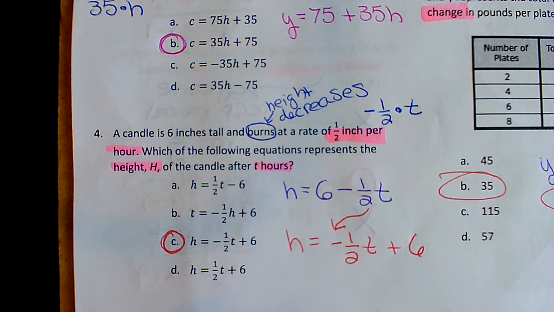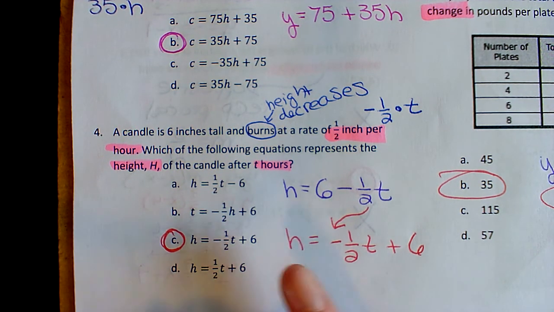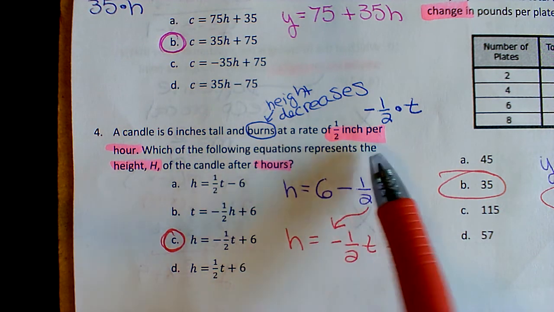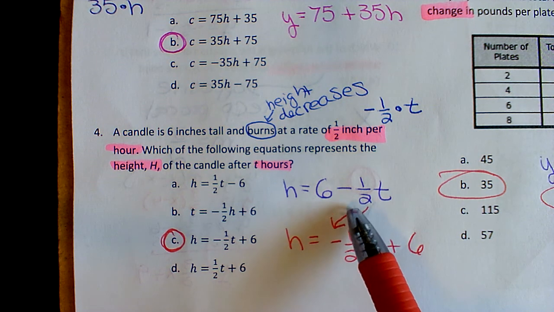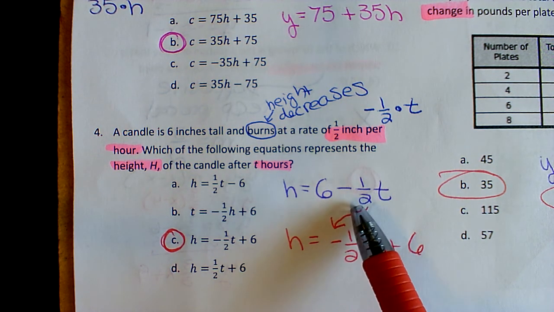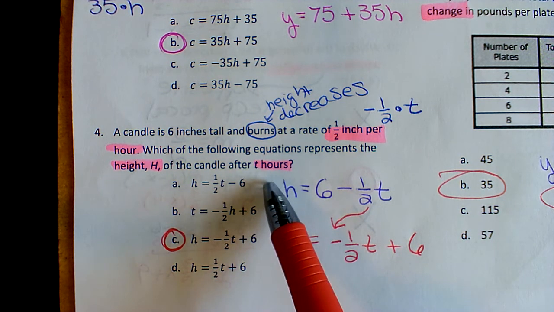Same idea, but we're starting off with a candle. This is talking about the height of the candle. It starts off with 6, and then from there, it's 6 inches tall. It's burning at a rate of 1/2 inch per hour. Well guys, if this candle is burning, then that means that the height of the candle is decreasing. That's why we've got a negative slope. And it's 1/2 per hour, so it would be multiplied by the number of hours, which is t.